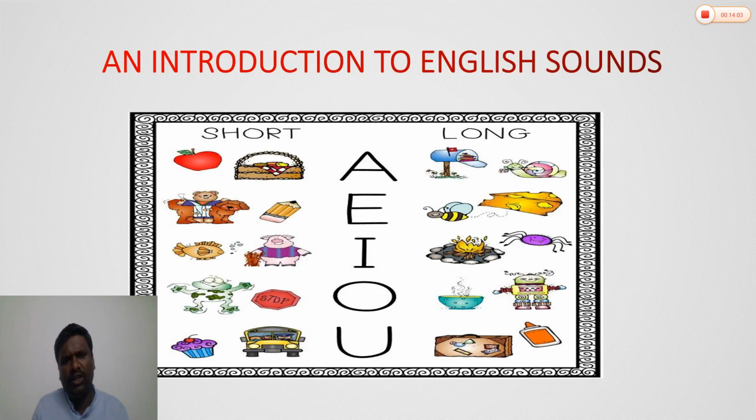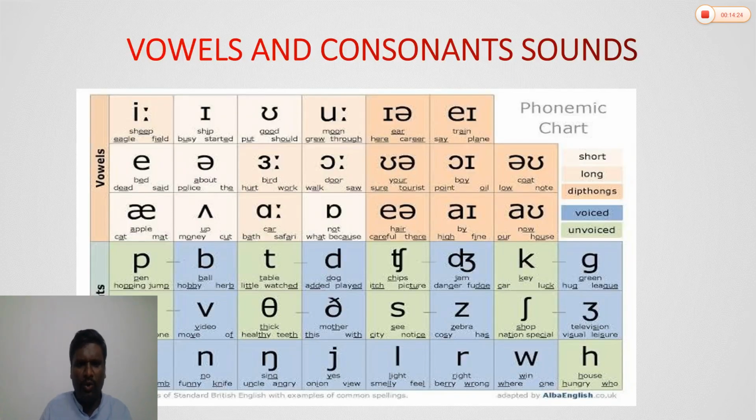And when we introduce sounds to students, till now when I question my students how many vowel sounds there are in English, they say A, E, I, O, U. A, E, I, O, U are not vowel sounds, they are vowel letters. So the students have to differentiate between the vowel letters and the vowel sounds. Here we could see the chart. There are totally 44 sounds in English, 24 consonant sounds and 20 vowel sounds, 12 monophthongs, 8 diphthongs, and consonants also have their own classifications.